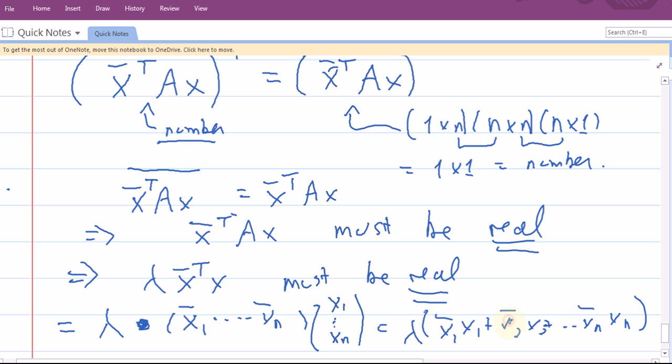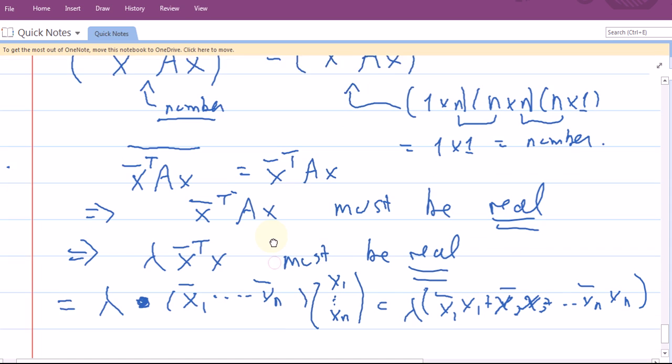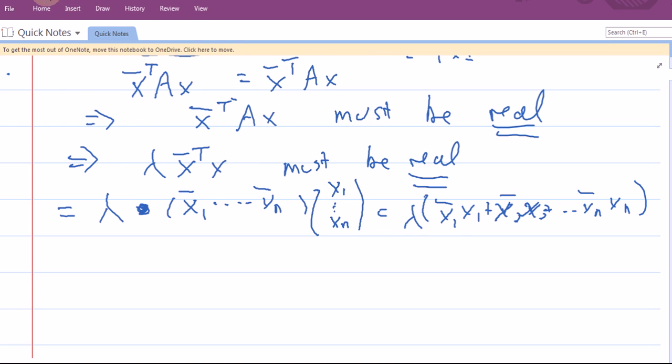Now what about this product here? Let me write this a little bit more neatly. This is going to be x2, these are going to be x2s, and then we'll have xn, xn. This is a number times its complex conjugate. From complex numbers, we know that that's the same as the absolute value of the number squared. So this is equal to lambda times the absolute value of x1 squared plus dot dot dot plus absolute value of xn squared.